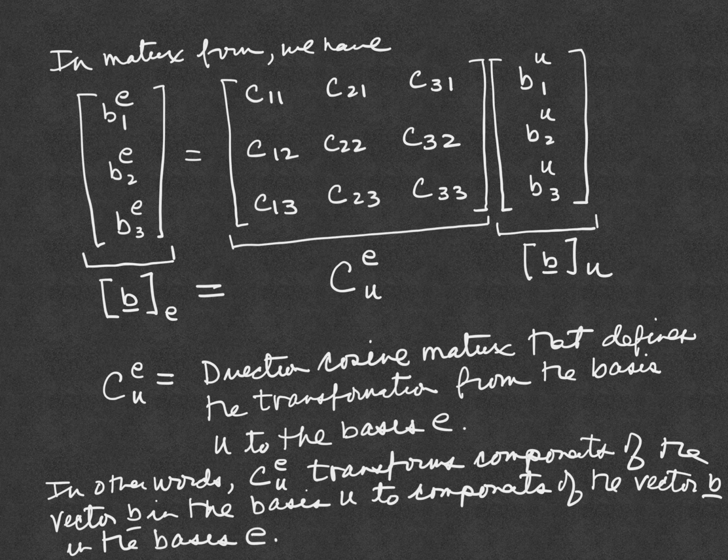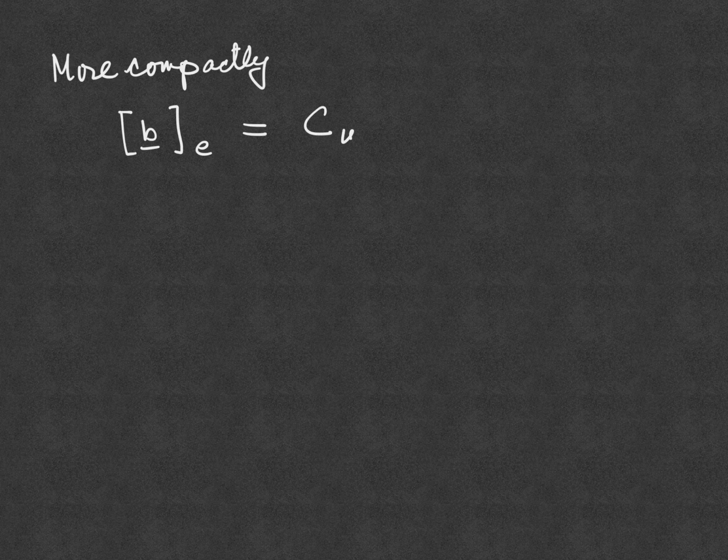Now, if you look, you can actually just see, if I put an equal sign here, that it says B subscript E is equal to C U to E times B subscript U. That gives us a way to be able to transform components of a vector. So we can do this more compactly: B expressed in E is equal to the transformation from U to E times B expressed in U.